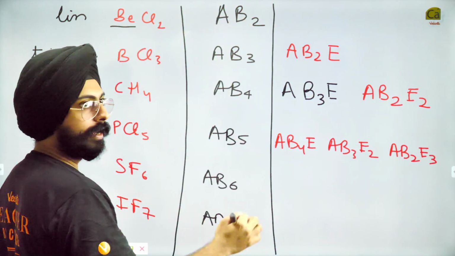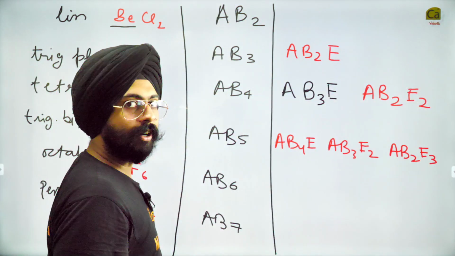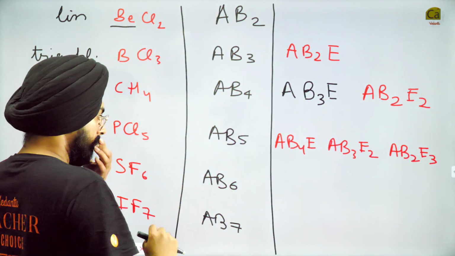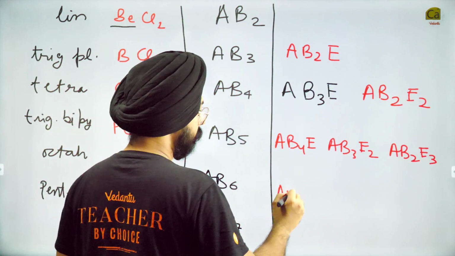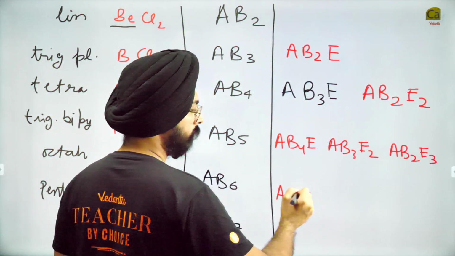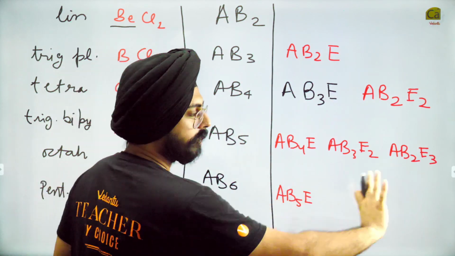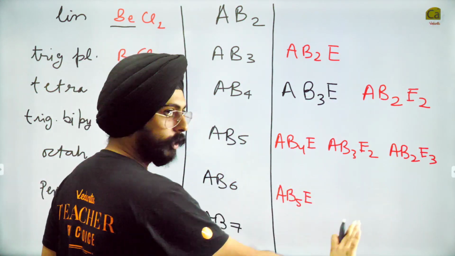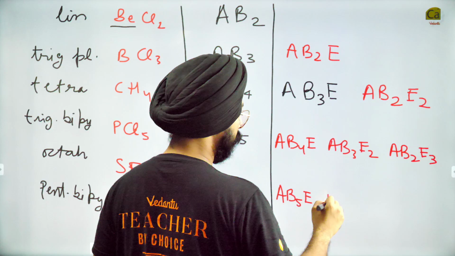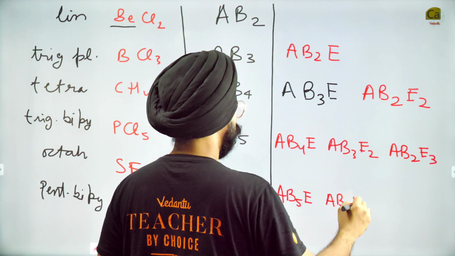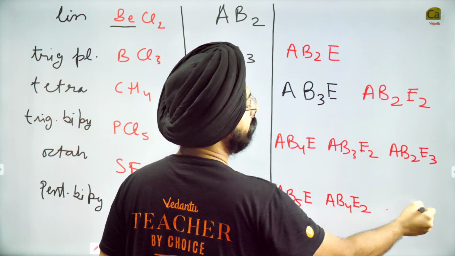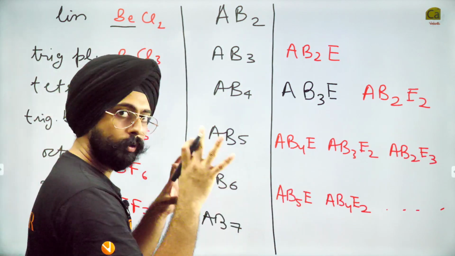So these are standard cases. These are the deviated cases. This one, AB5E. Total steric number we are keeping the same. Total steric number is still 6. AB5E could be a case. AB4E2 could be a case. Other cases can also be there, but these are the two that are important.